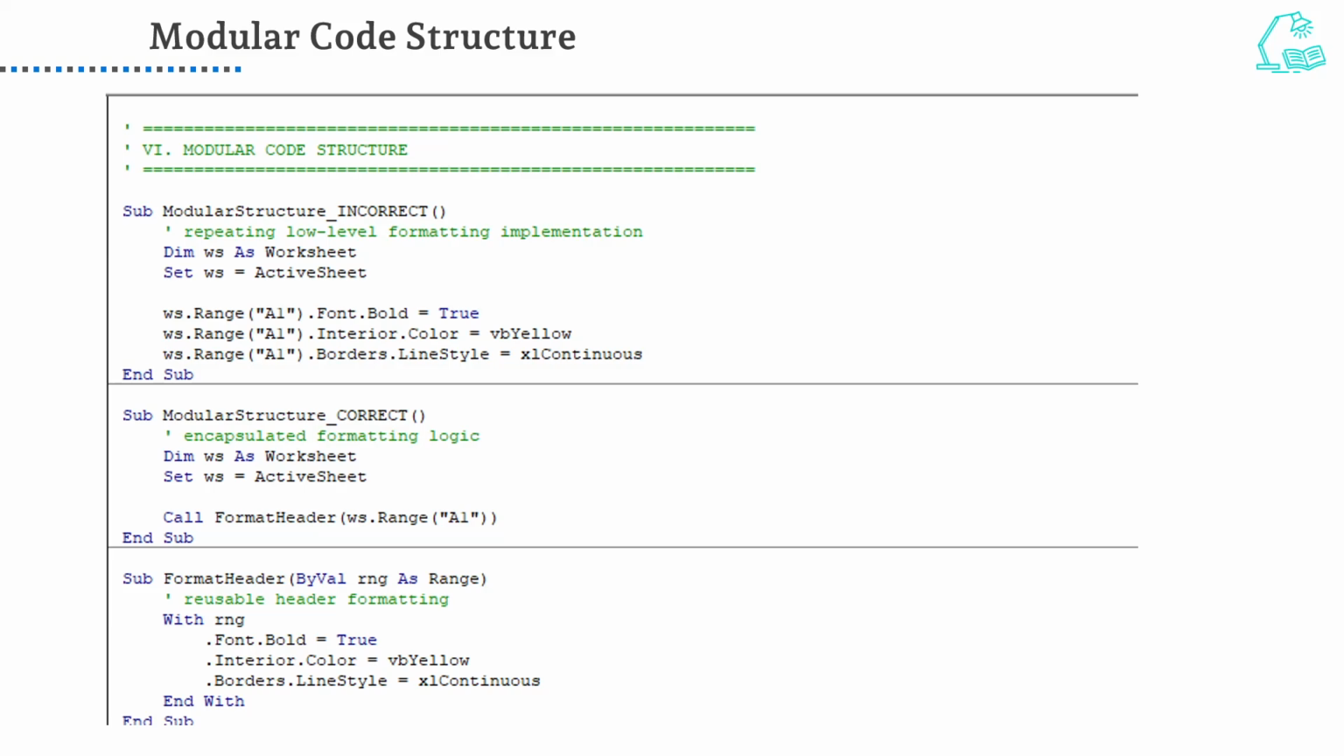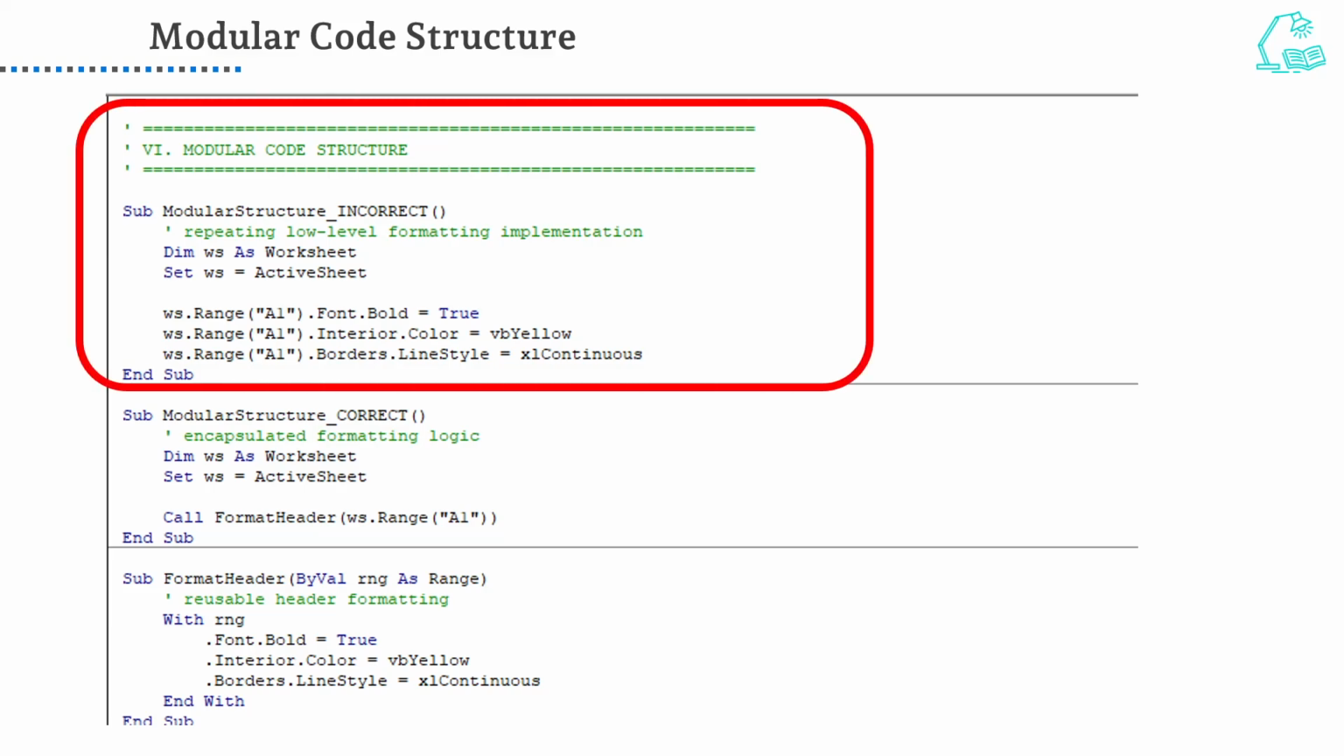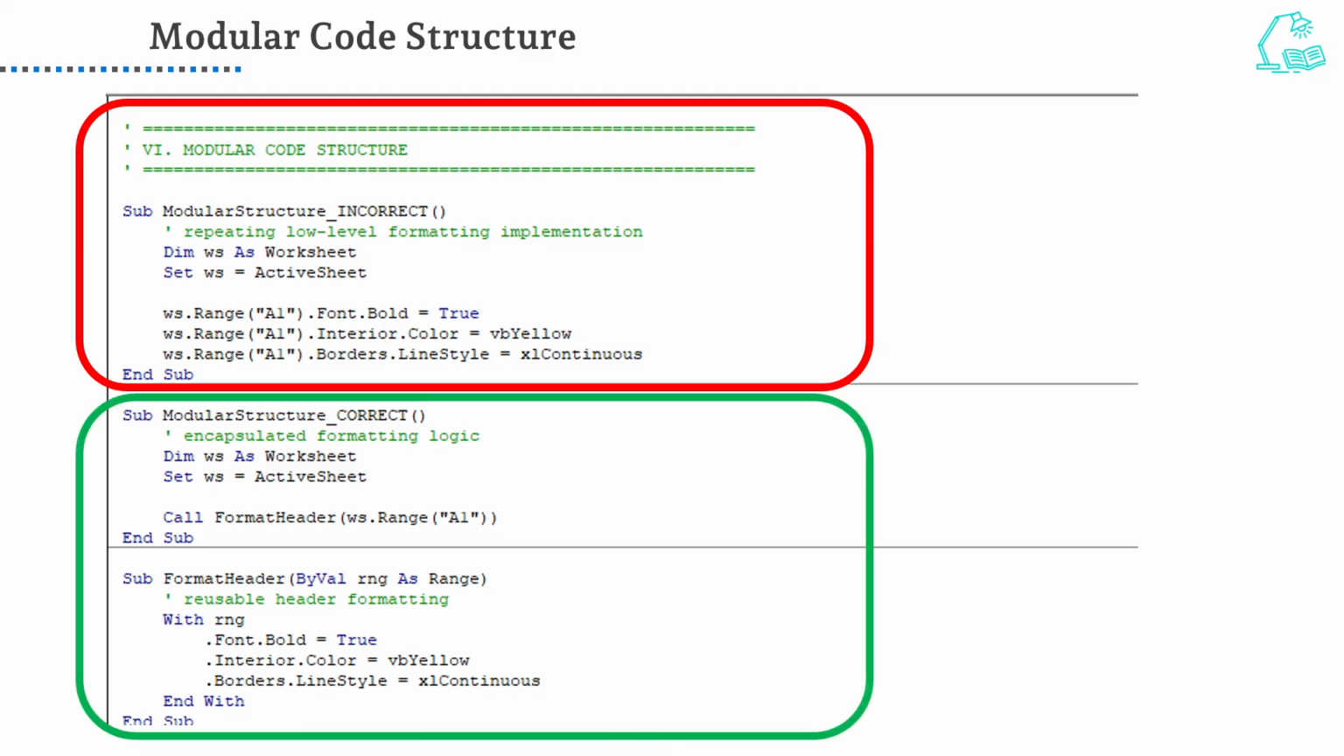Modular code structure. In the incorrect example, the same formatting actions on cell A1 are written manually: bold font, yellow background, and borders. If this formatting is needed elsewhere, the code must be copied and repeated. In the correct version, all these settings are moved into a single procedure called format header, which can be reused for any cell. This demonstrates how modular code eliminates repetition and creates a cleaner structure.